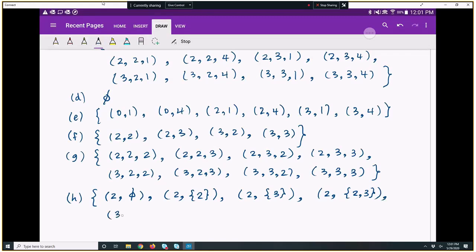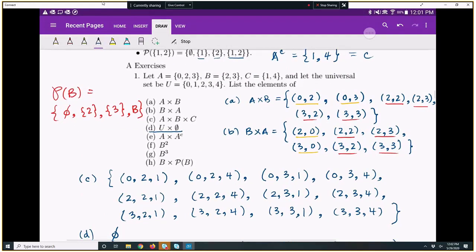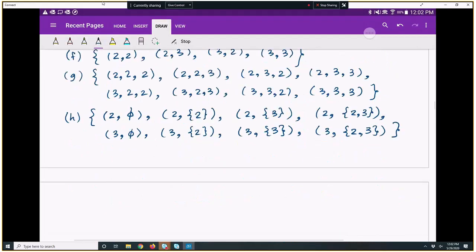Or I can start with the element 3 from the set B, and I can pair it with the empty set. I can have 3, singleton 2. I can have 3, singleton 3. And I can have 3, the entire set B. And again, I'll check how many elements do I have. I have 8. The cardinality of B is 2. The cardinality of the power set of B is 4, so that should be correct.